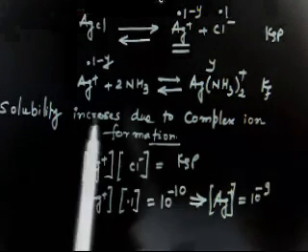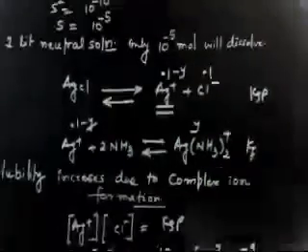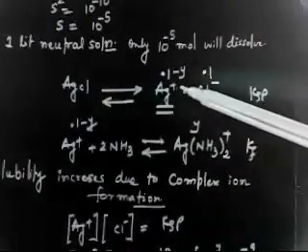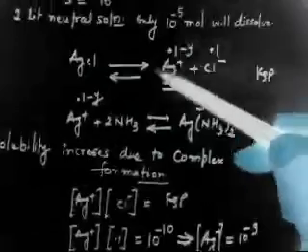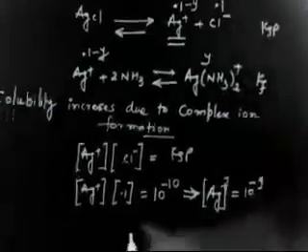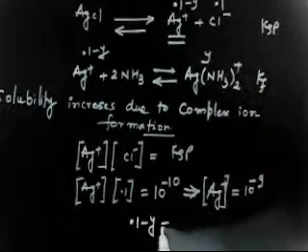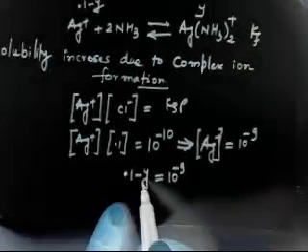Now if you see this reaction, where has all the Ag+ gone? Ag+ came in as 0.1 mole, but now in the reaction vessel you have only 10^-9 Ag+. So the concentration of Ag+ is only 10^-9. Where has all the Ag+ gone? This means 0.1 minus bi is equal to 10^-9, so bi is approximately equal to 0.1.